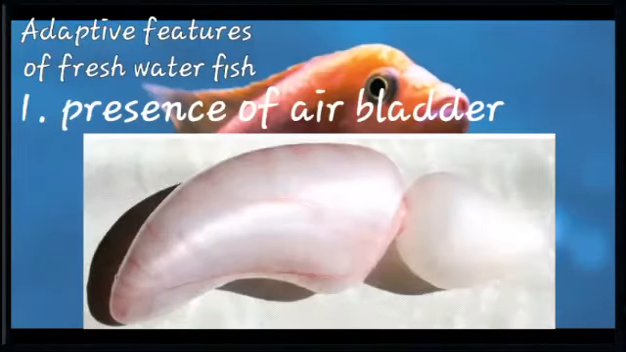So, adaptive features of freshwater fish. In this picture, you can see an air bladder. So, fish have an air bladder, and that air bladder is also known as swim bladder or gas bladder. It has a particular type of gas which helps fish to float in water. Because of this air bladder, fish do not sink in water. It easily floats in water.